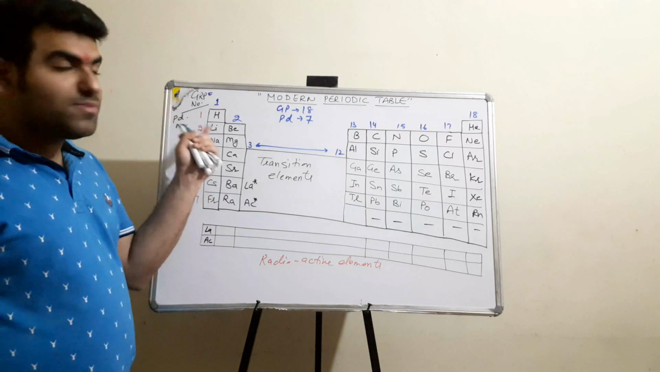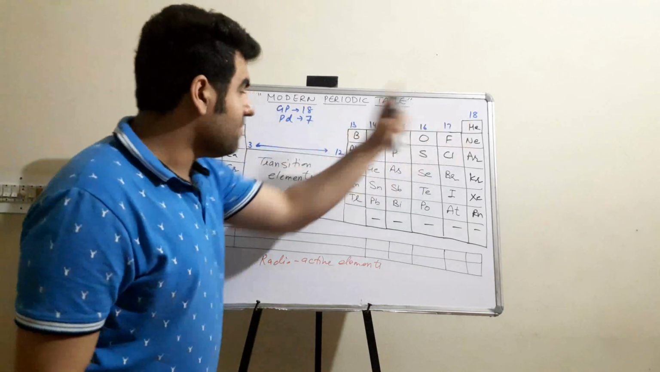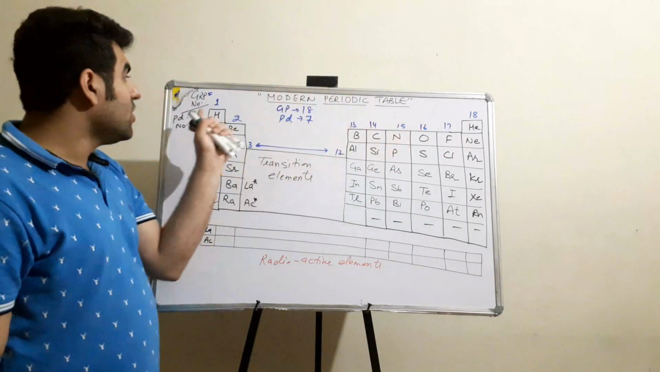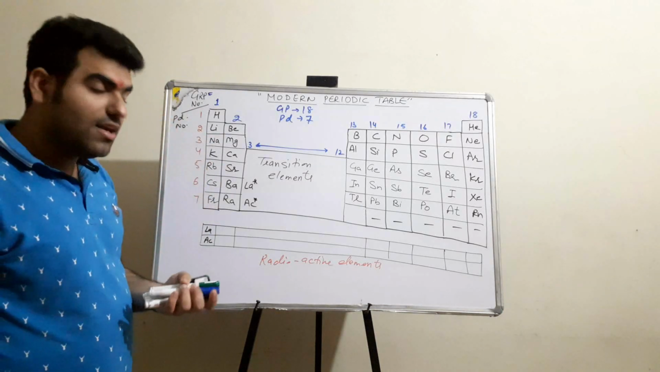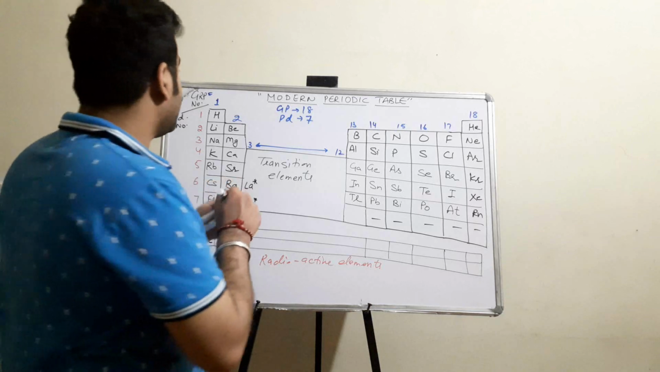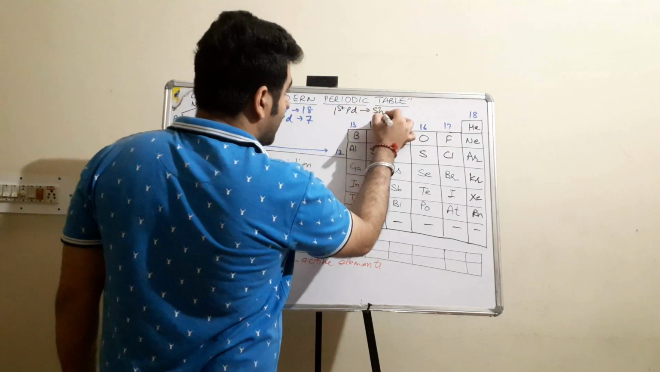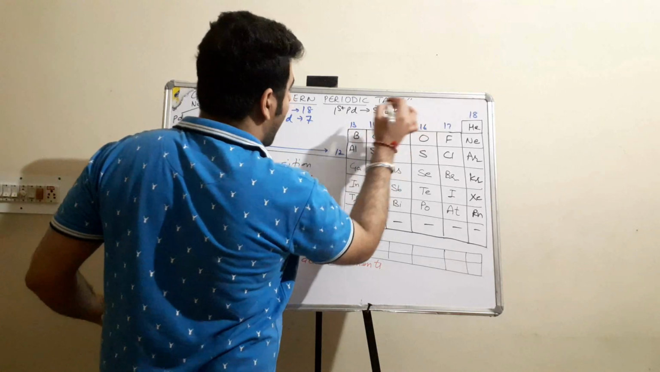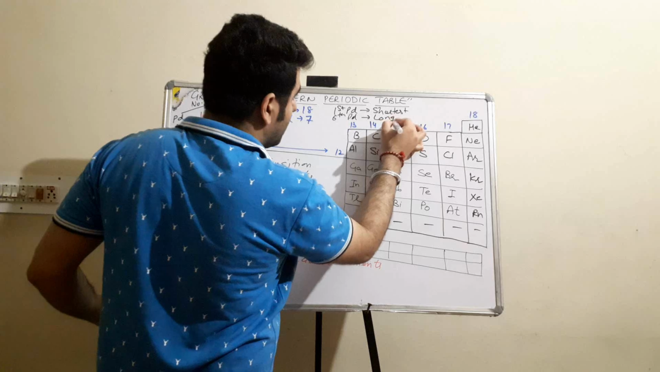Now for the shortest period, we know that in first period we are having only 2 elements, that is hydrogen and helium. So first period is the shortest period and 6th period is the longest period. So let us write down, first period is shortest and 6th period is the longest period.